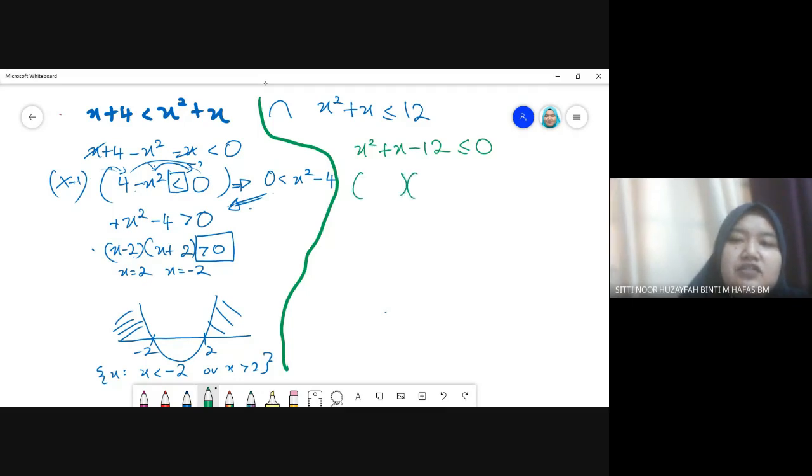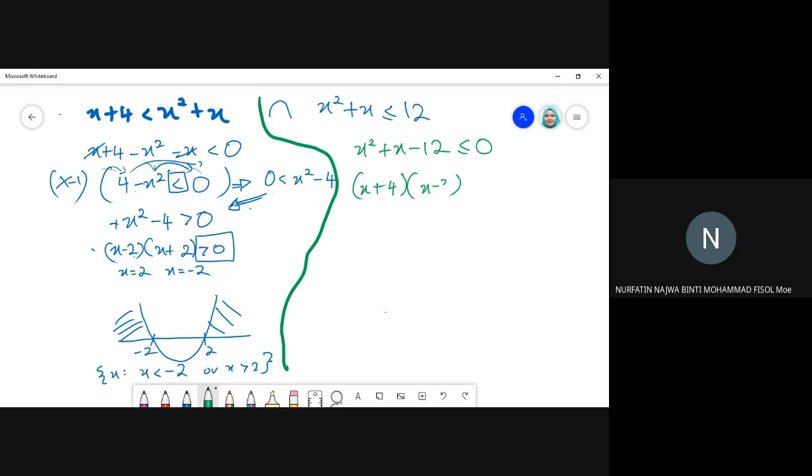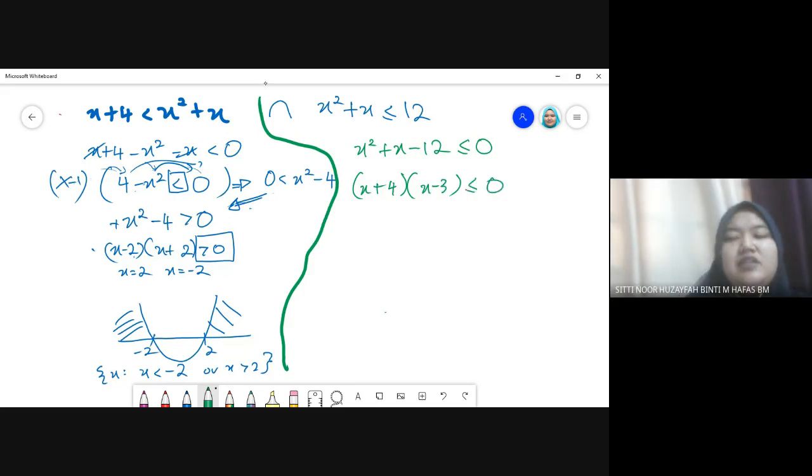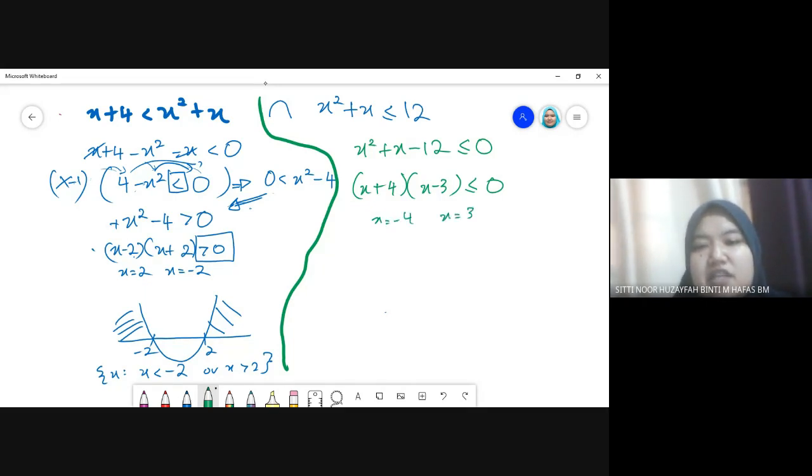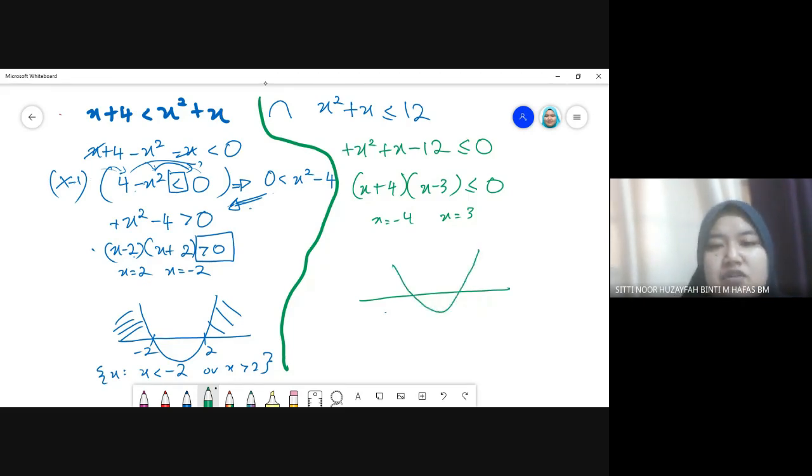So you akan dapat X tambah 4, X tolak 3 kurang atau sama dengan kosong. So root awak X sama dengan -4, X sama dengan 3. So lukis atas kita punya graf. Smile graph sebab positif. So left side is -4, smaller than 3. So, because we want less than or equal to, jawapan dia apa?